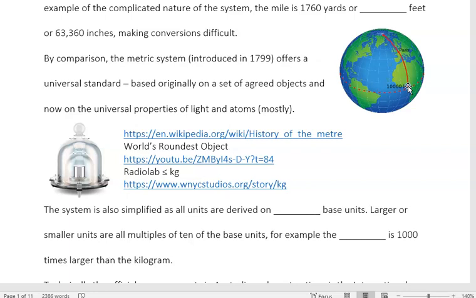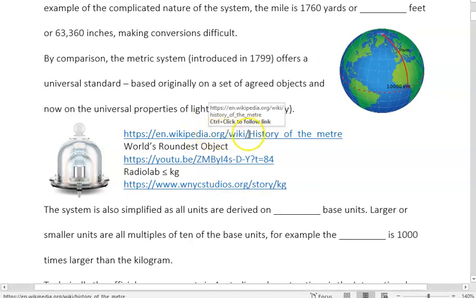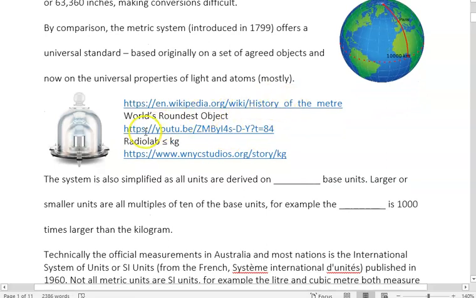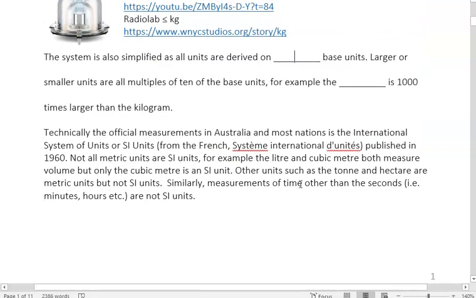And then mass is now, like I say, measured by a very complicated set of scales. If you're interested in that, there's the history of the meter. The world's roundest object talks not only about the kilogram, but also the process of people with two competing methods that were trying to be the standard definition of the kilogram. And then this one actually talks about the finalized one, the one who won that competition. The Australians at CSIRO, they did not win.